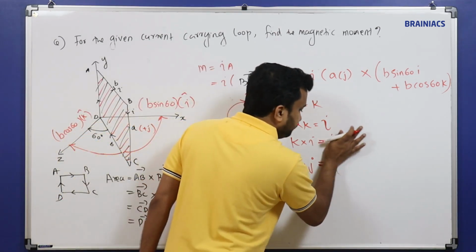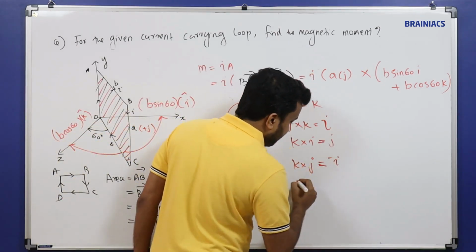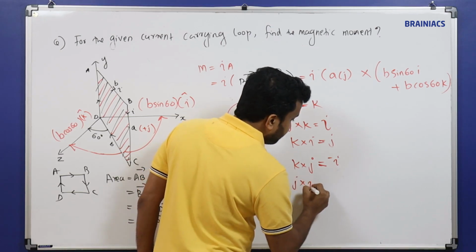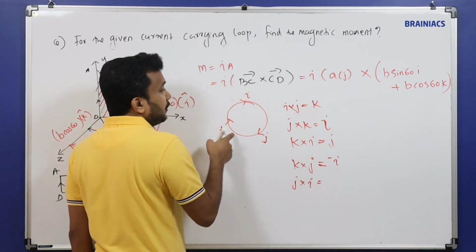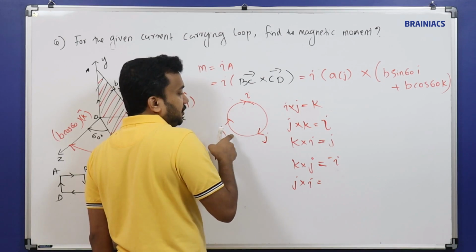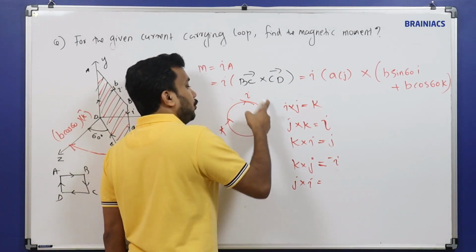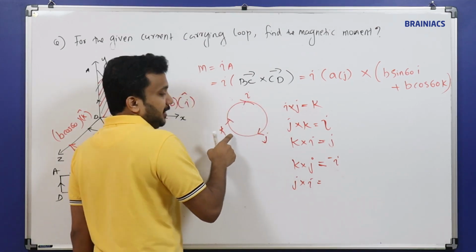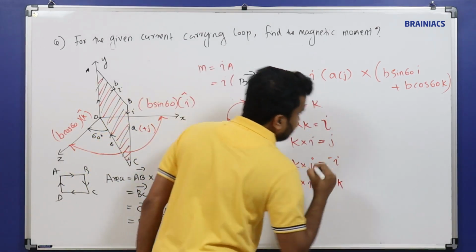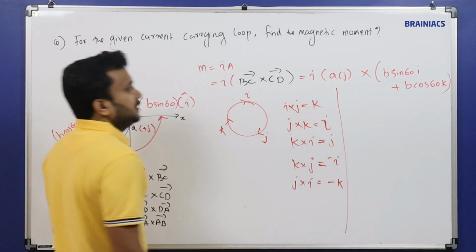Similarly, if you take j cross i, it is the opposite direction, so the third one comes with a minus: minus k. So this is a basic principle. Based on these principles, we will apply.